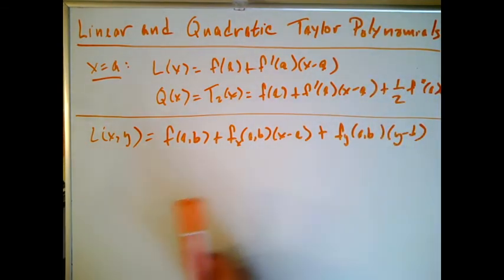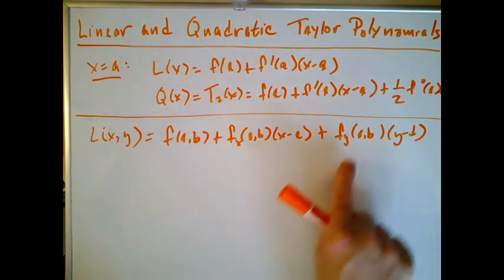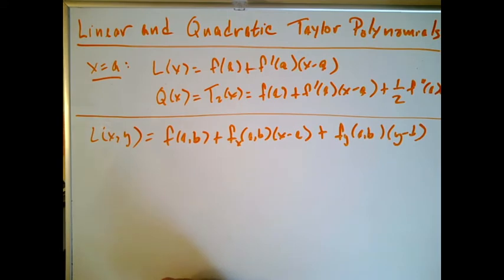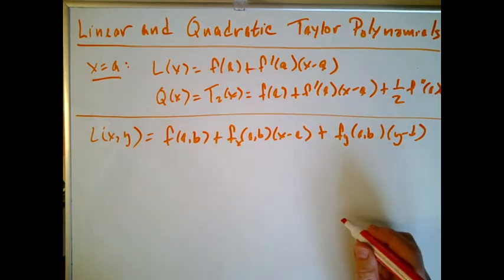And this is a linear function. It goes through the same point as the original function. For example, if I plug in x equals a and y equals b, this turns into 0, this turns into 0, and you get the same function value as the original. Moreover, if you start taking the partial derivatives with respect to x and plug in a, b, and take the partial derivatives with respect to y and then plug in a, b, you get the same partial derivatives as the original function. We've already seen this.